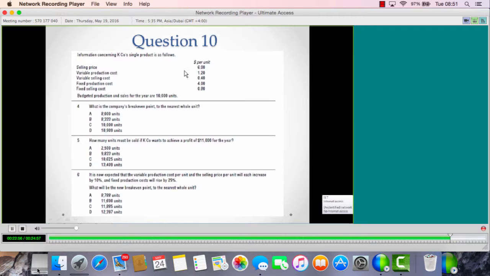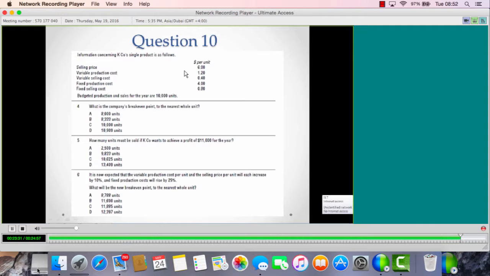The first question is, now you are given some details, some variable cost, the selling price, and fixed cost, and you are told to calculate the break-even point in units. Now, David, for the first one, what is the answer you got? I didn't get an answer for the first one. I didn't get it finished in time. It's okay.